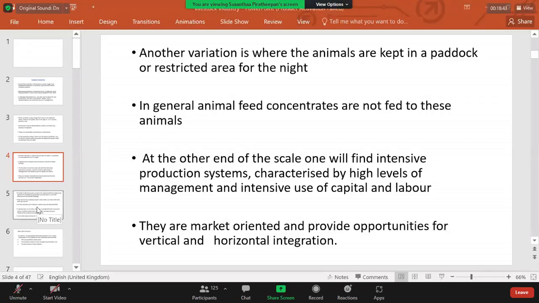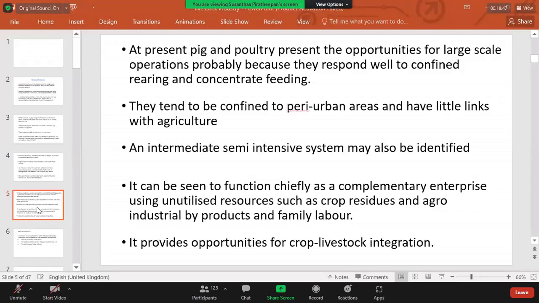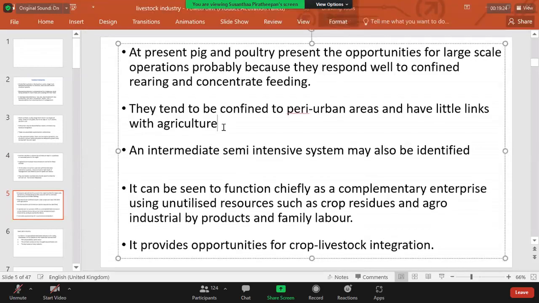Another variation is where the animals are kept. At present, pig and poultry present opportunities for large scale operation, probably because they respond well to confined rearing and concentrate feed. In our country, pig and poultry are more in the intensive system. They tend to be confined to peri-urban areas and have little links with agriculture. Peri-urban is the area surrounding the urban. Usually the farms are not in the urban area because of pollution and environmental concerns. When you get a license, they don't give it in urban areas. When humans are concentrated, you cannot have these farms because many issues arise. So usually it's around the urban area, away from crowded areas.